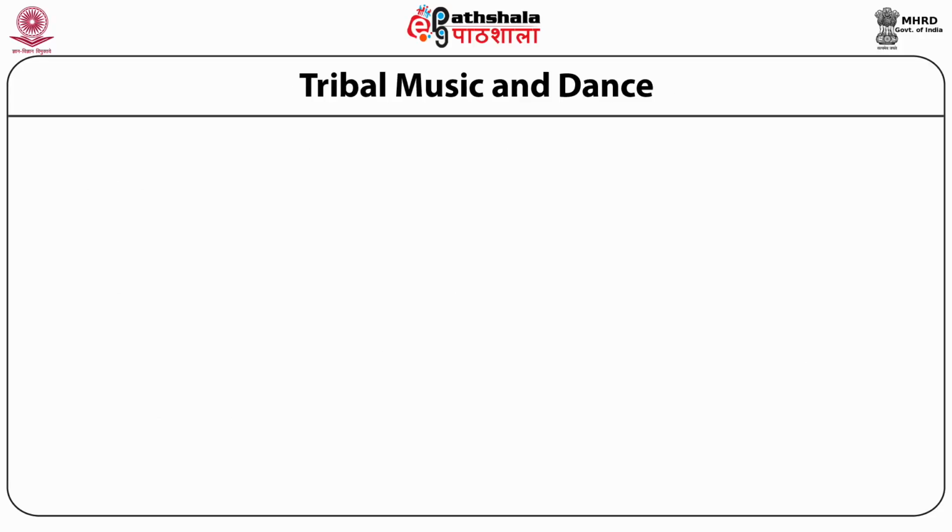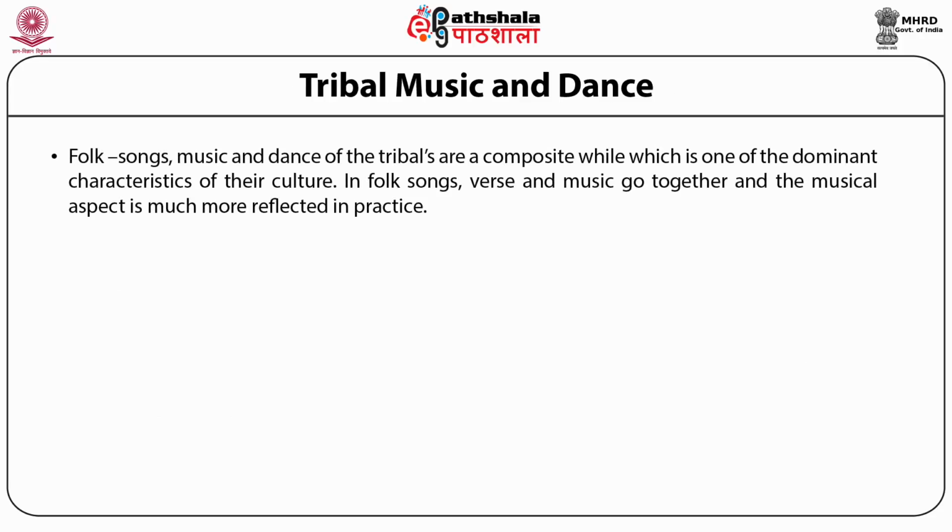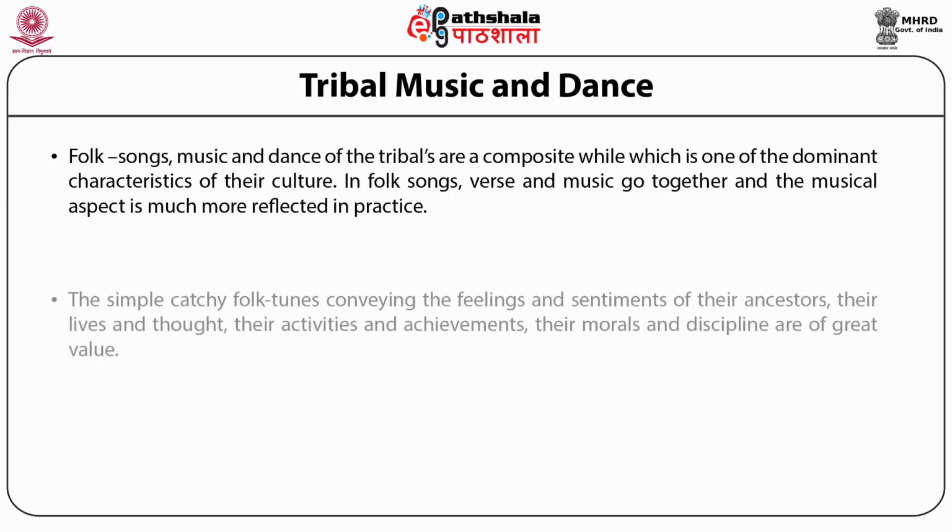Tribal music and dance. Folk songs, music, and dance of the tribals are a composite whole, which is one of the dominant characteristics of their culture. In folk songs, verse and music go together, and the musical aspect is much more reflected in practice. The folk poetry is merely a vehicle for the folk tune. The tribal people go on singing a small poem of 4 to 8 lines for hours together with the help of folk music. The simple, catchy folk tunes convey the feelings and sentiments of their ancestors, their lives and thought, their activities and achievements, their morals and disciplines, and are of great value.